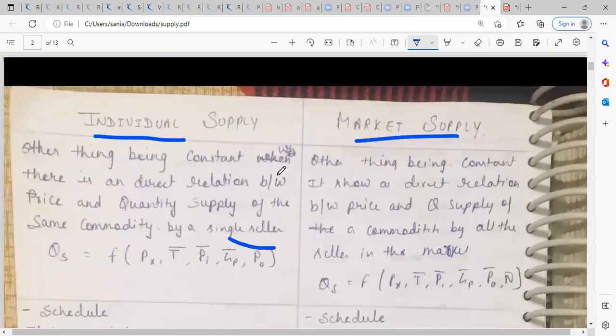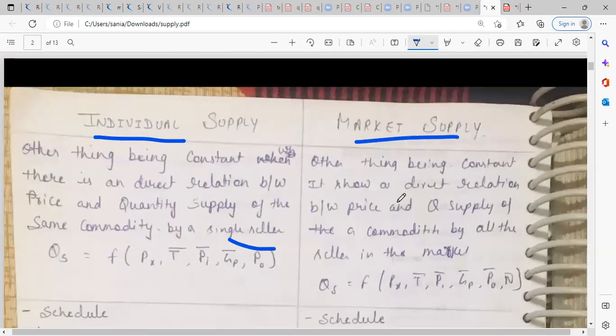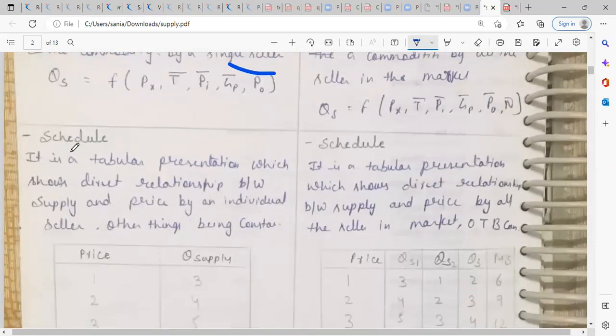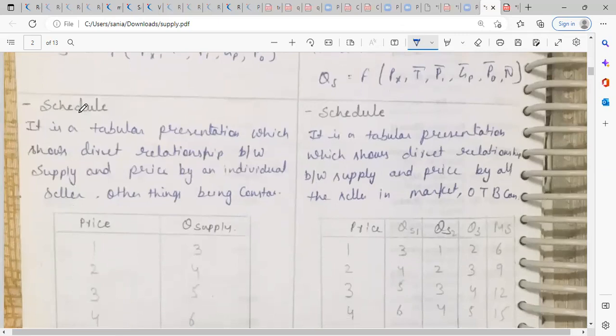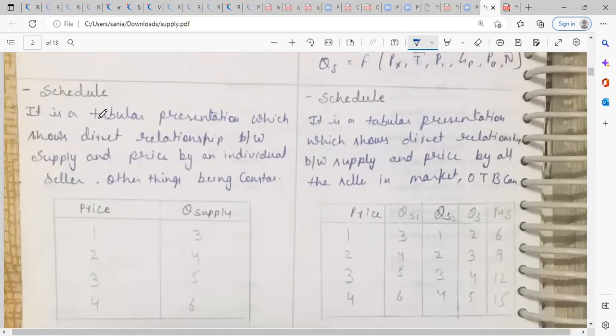Now, this is what we did in the supply definition, market supply definition. Now, individual supply schedule. So, what is a schedule basically? Presentation, right? Which shows direct relationship between price and supply by an individual seller, other things being constant. Or you can write it like this: it is a tabular presentation which shows, other things being constant.